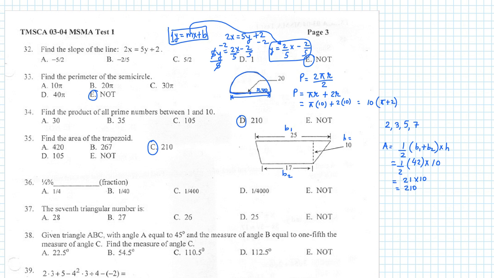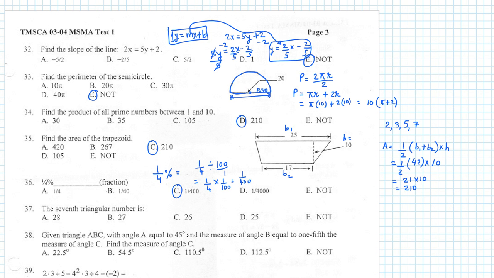Question 36. 1/4 percent in the form of a fraction. So 1/4% is 1/4 divided by 100, right? Which is nothing but 1/4 over 100. So we can rewrite this as 1/4 multiplied by 1 over 100. So this gives 1 over 400 as the answer. So C is the correct answer.